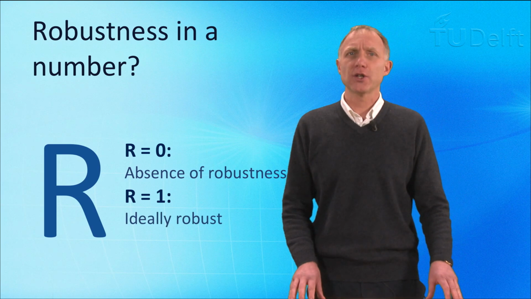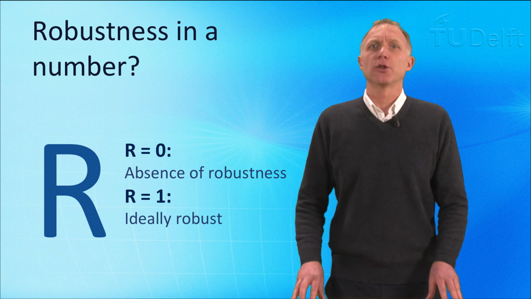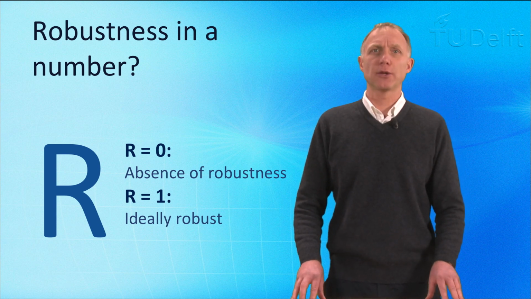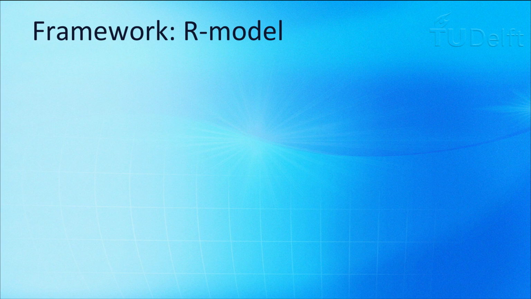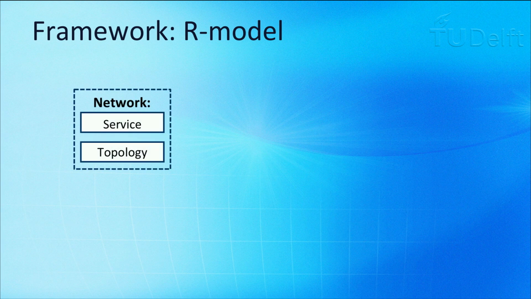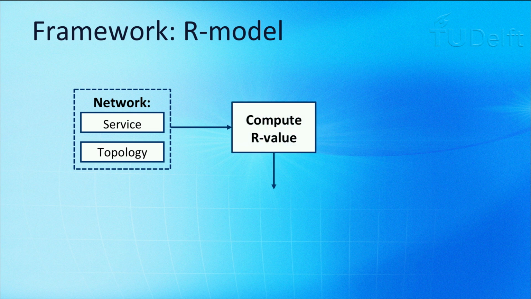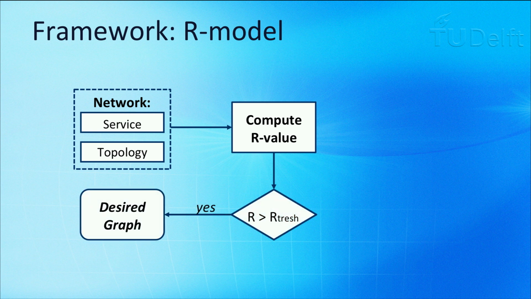Now, with all this preparation, we are able to assess how good a network is via the R model. From a network consisting of a service and a topology, we compute the R value. If that R value lies above a desired threshold, called the R threshold, then we call the network robust. If the R value lies below the threshold, then we need to modify the network to increase the R value.